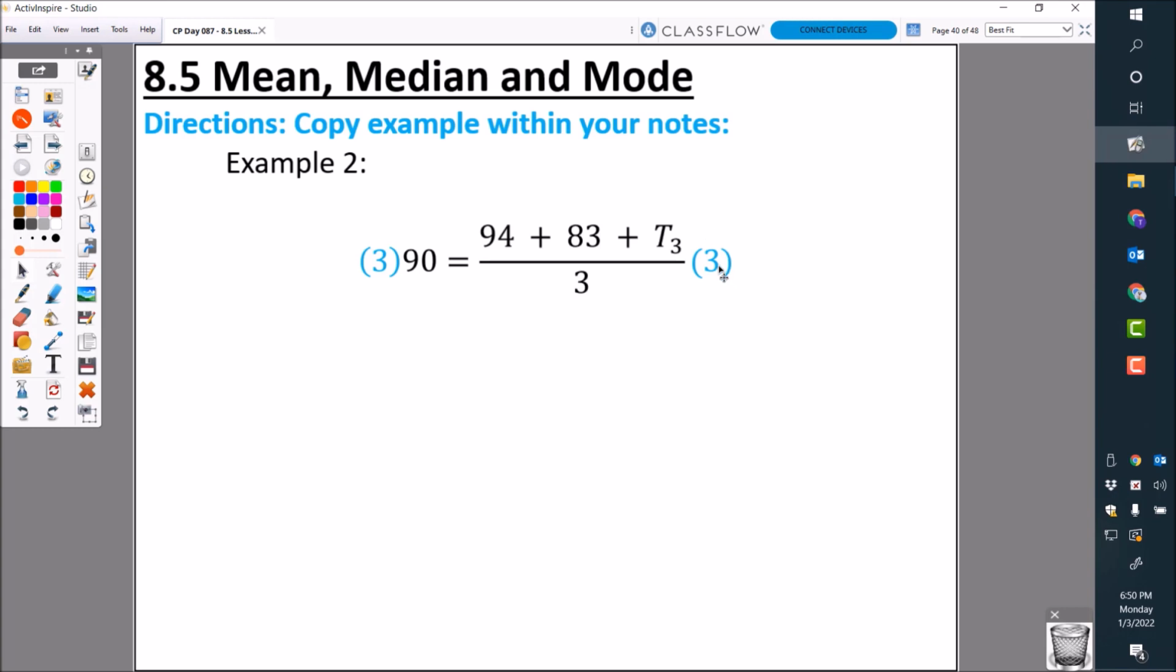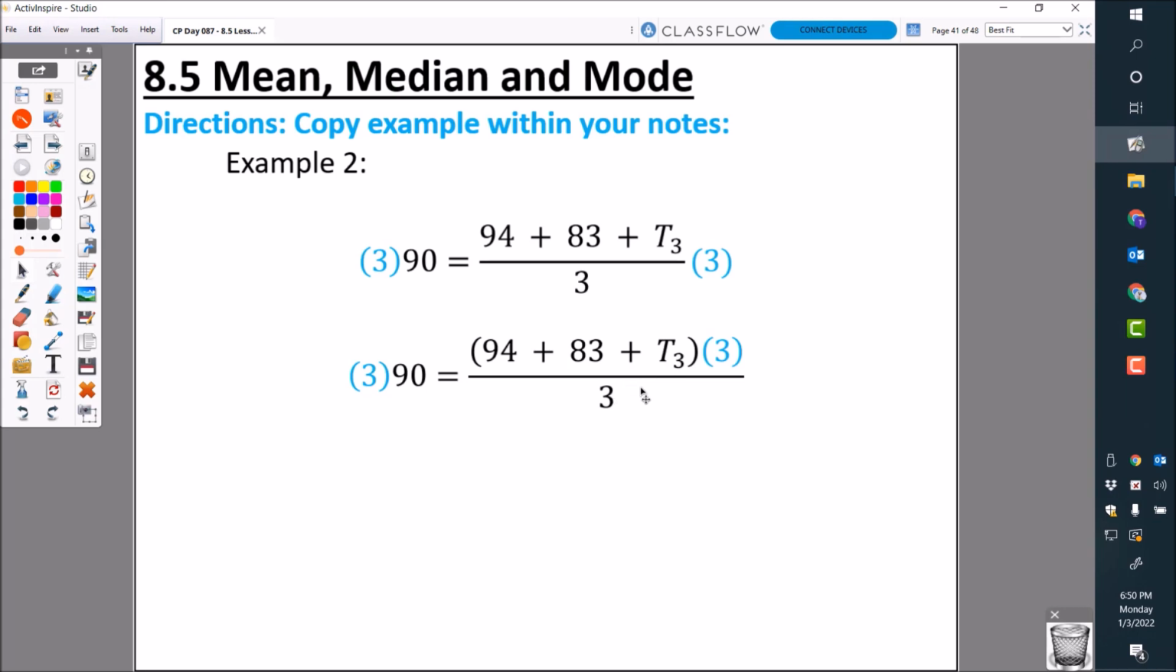Now, I'm multiplying the 3 to a fraction, so when you have a whole number multiplying a fraction, basically you multiply the whole number to the numerator. Now, everything stays the same except the only difference is the blue 3 is in the numerator. And what's also different is I put parentheses on 94 plus 83 plus t sub 3 because they go together. Don't worry about the parentheses, they will go away in a moment. I just want to talk about this misconception.